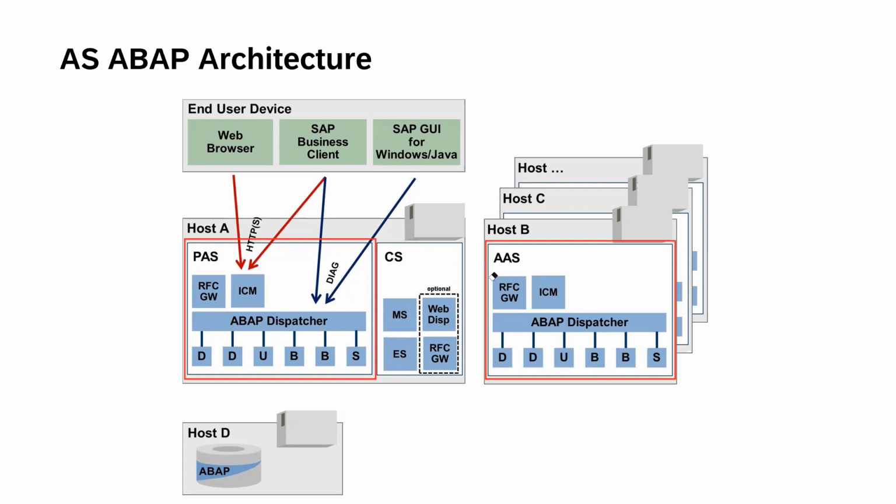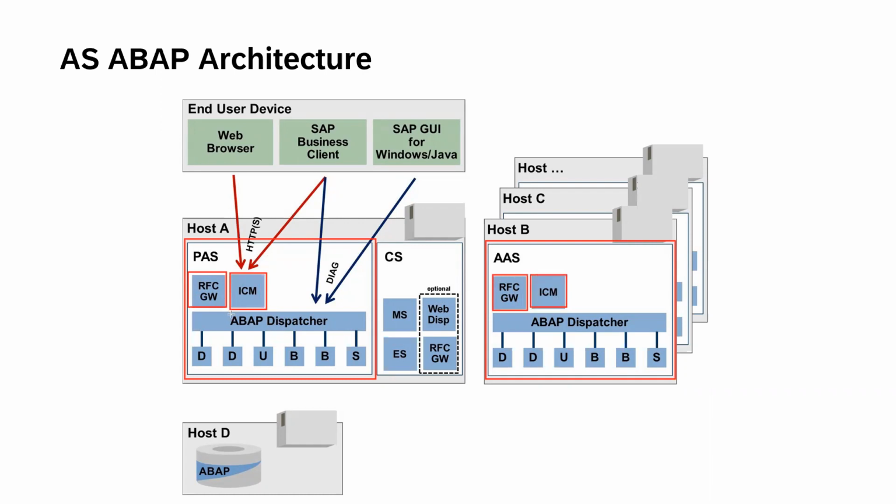Okay, so let me answer this question for you. It's very simple. See, there is no difference. Can you see any difference between the primary application server and the additional application server? Here is your RFC gateway. See here, this is your RFC gateway process. You have the RFC gateway process in the additional application server. You have the ICM process in your additional application server.